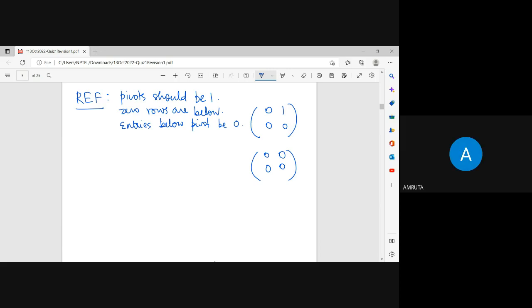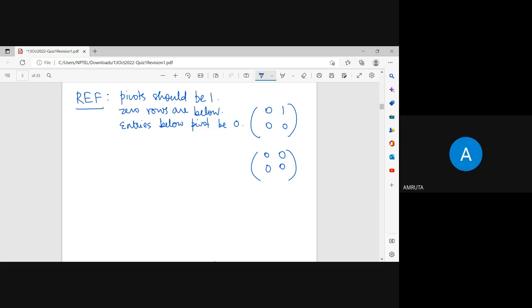See, there is no pivot at all here, right? A pivot is the leading non-zero entry. There is no non-zero entry at all, let alone a leading non-zero entry. So none of the entries are 1, and this is satisfied. There are no pivots at all, so this condition is vacuously satisfied. Only if there are pivots, it should be 1. There are no pivots at all, so it is satisfied.